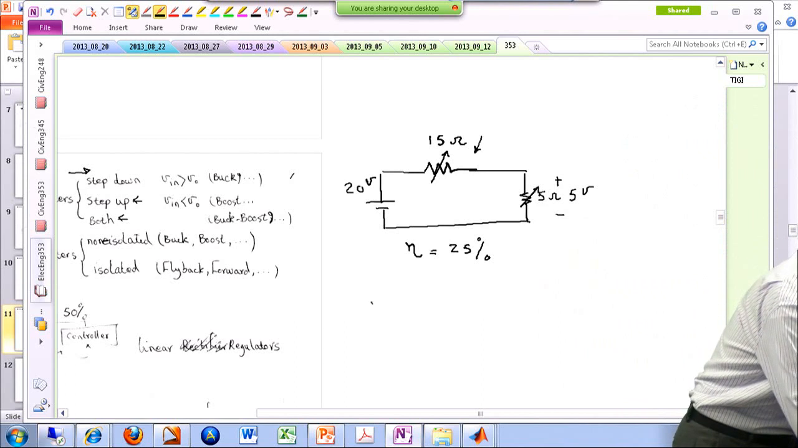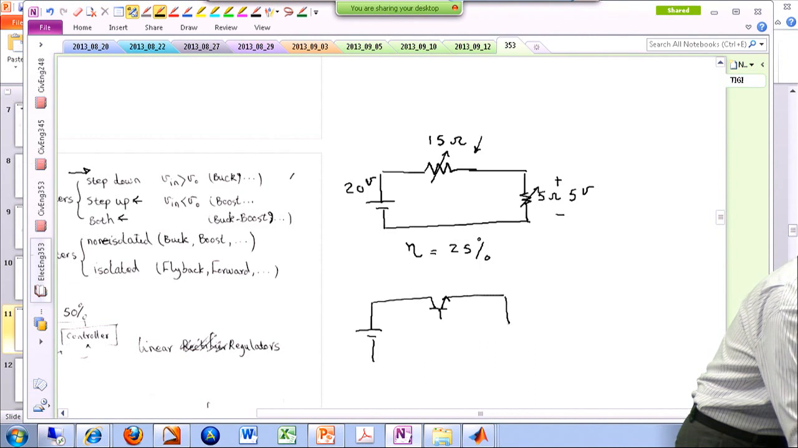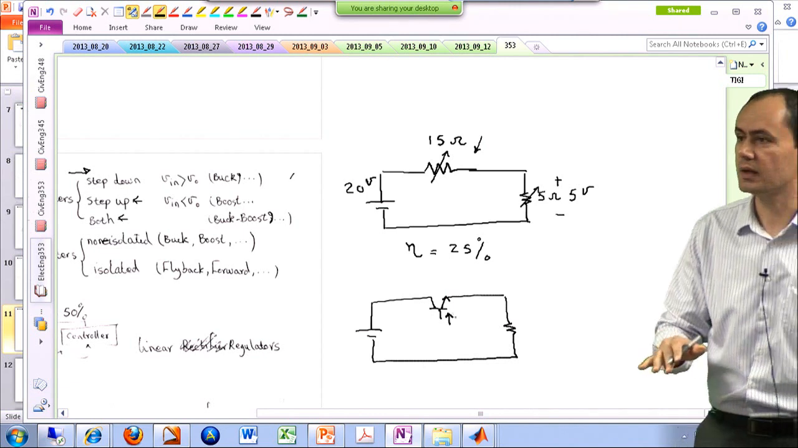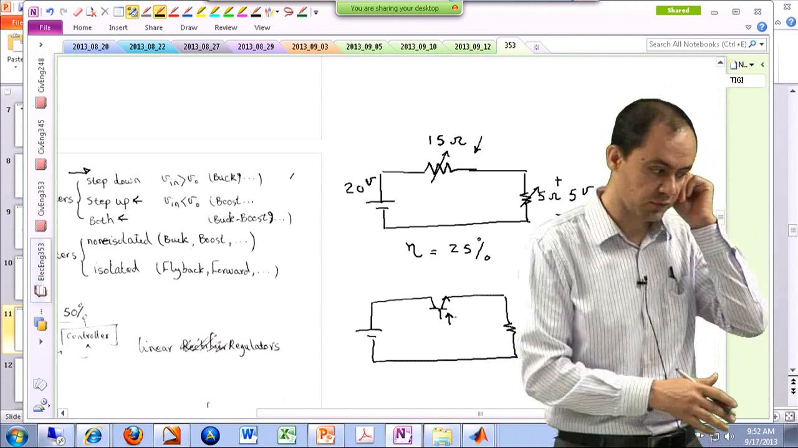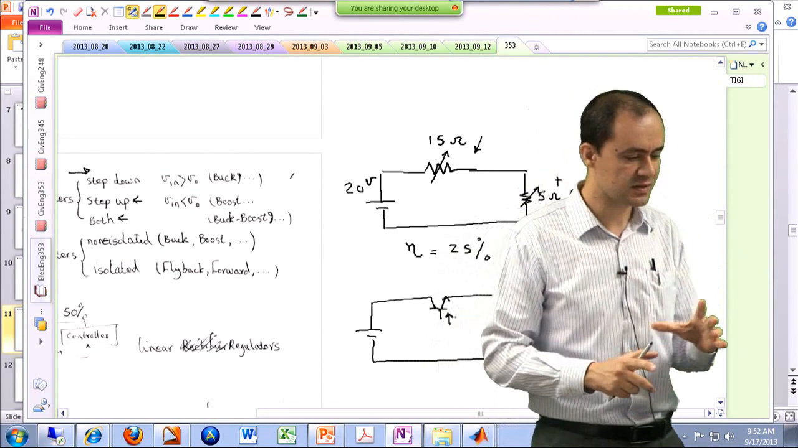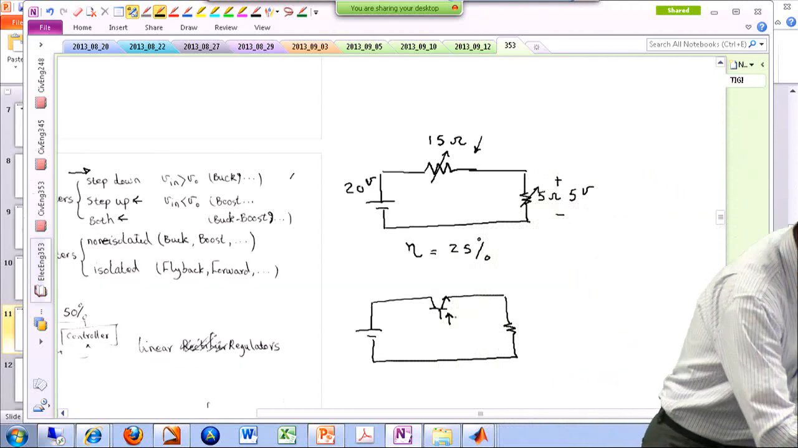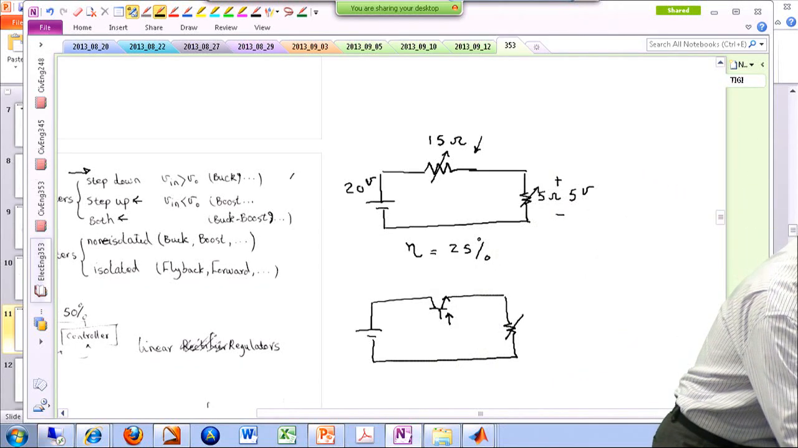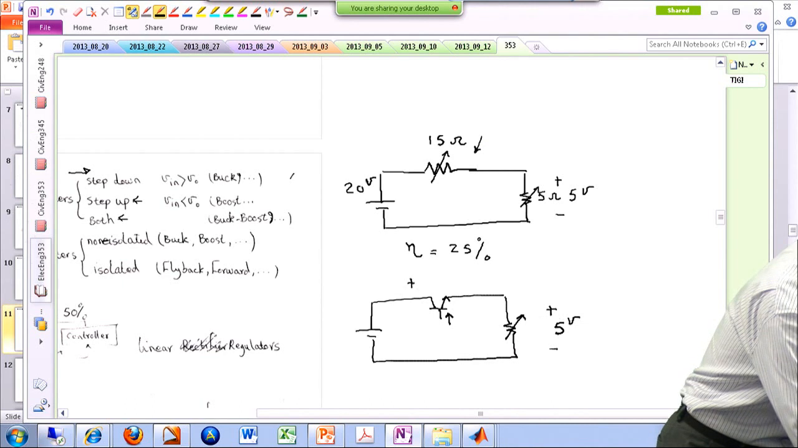So for instance, one simple solution would be just using a transistor over here. All right. By adjusting the amount of current that I'm injecting to the base, I can actually adjust the amount of current that flows through this loop and kind of set the operating point so that even though I have a variable load over here, I always see 5 volts across the terminals of this load, and the remaining 15 volts appears here.